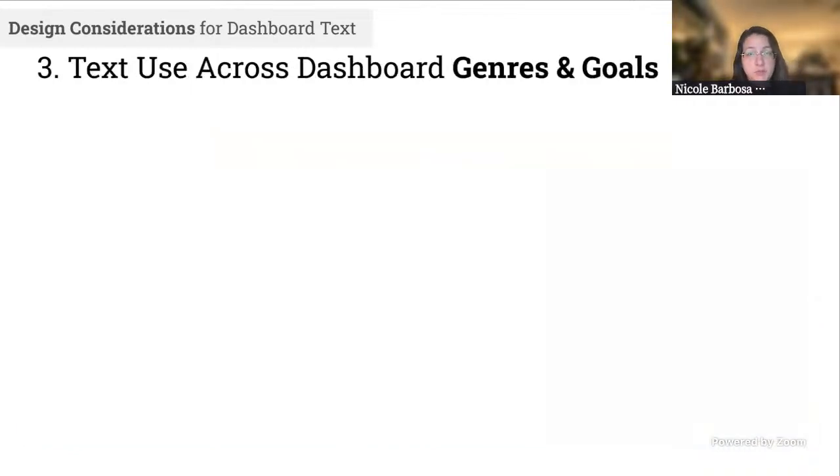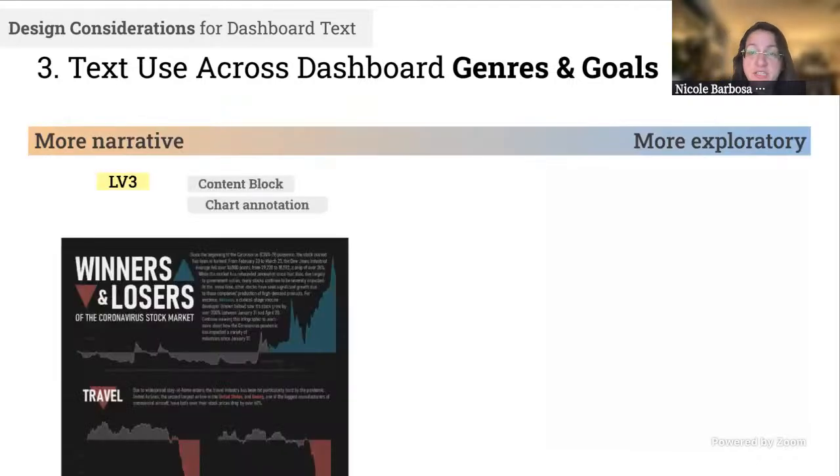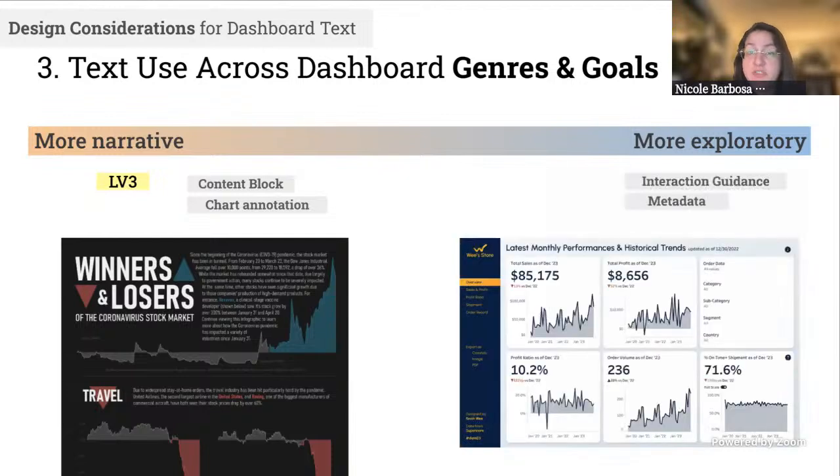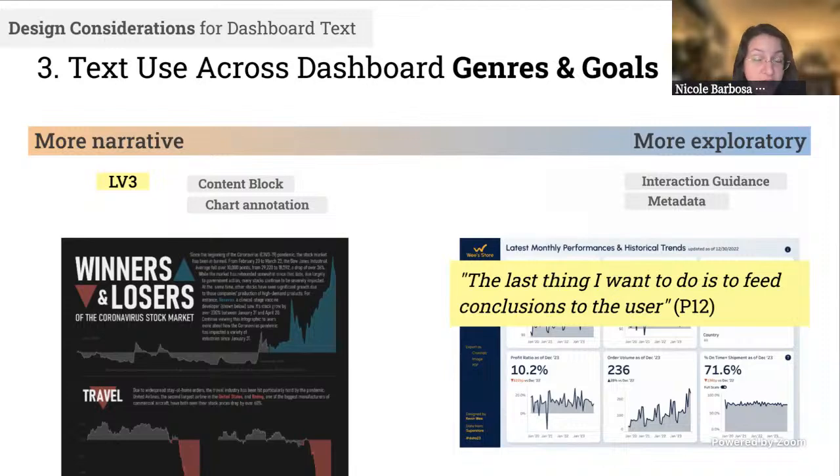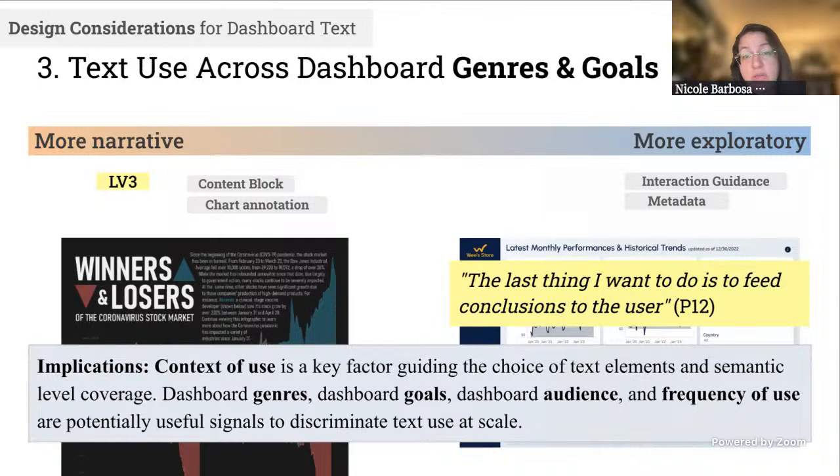Still on semantics, dashboard text is heavily influenced by usage and communication intent. The more narrative dashboards had a lot more level 3 text, content blocks, chart annotations, whereas the more exploratory dashboards lean more towards metric descriptions and user guidance. Since, as for analytic dashboards, users are expected to derive their own takeaways. And the implication here is that dashboard communication goals not only affect what content is provided, but how. Capturing that communication intent would help us offer dashboard creators better, reasonable defaults.